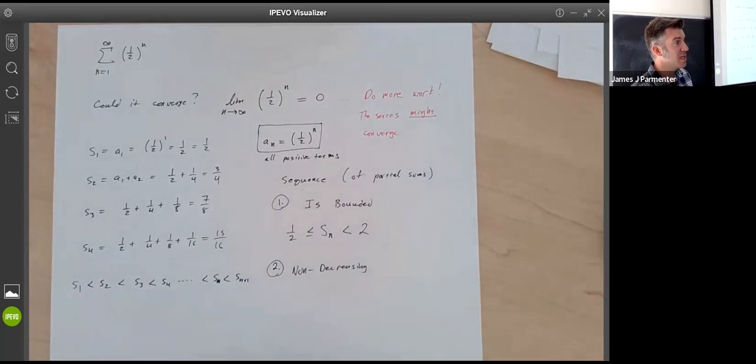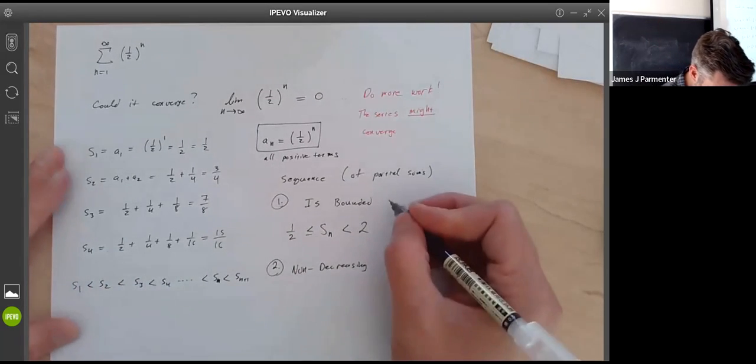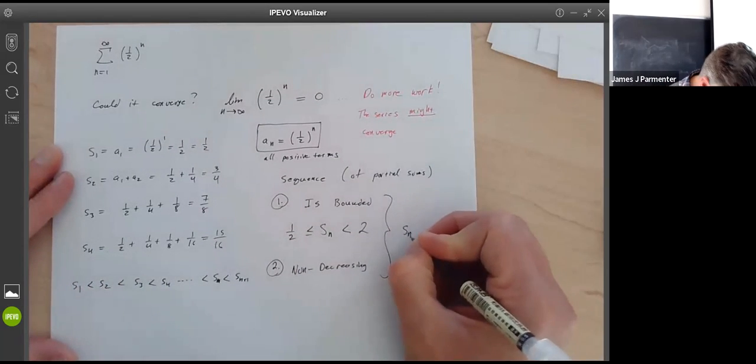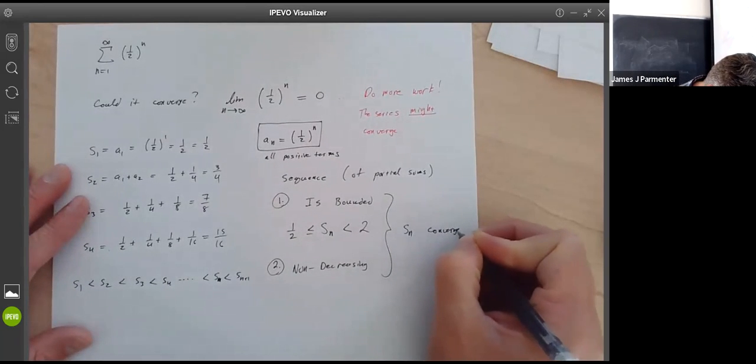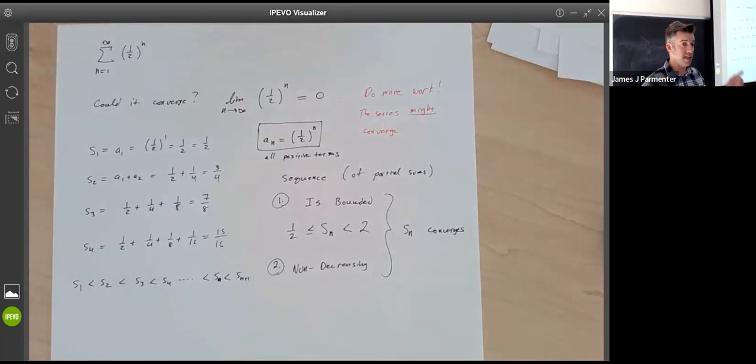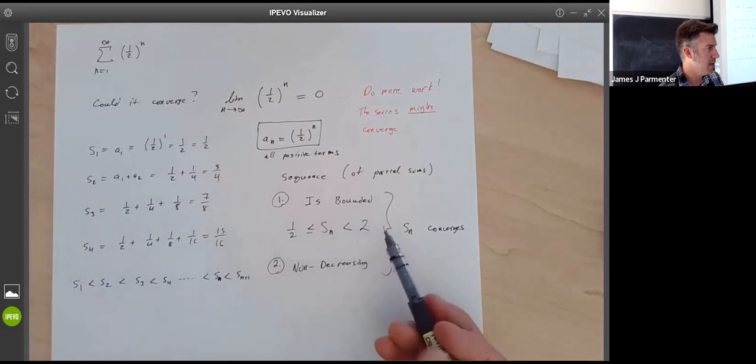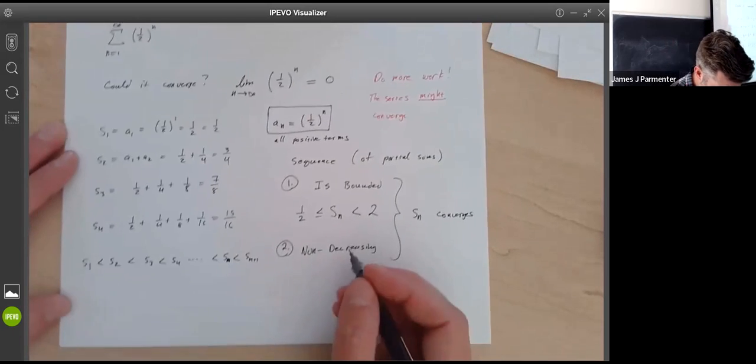But those are the two things we need to say that the series, sorry, I really should say the sequence of partial sums converges. So this is enough to say that this sequence of partial sums converges because it's bounded and it's non-decreasing. It's getting bigger and bigger, but it certainly can't be bigger than 2, so it has to get closer to some number. And the number it gets closer and closer to is 1. We could have said it's bounded above by 1, but I picked 2 just to change it up a little.